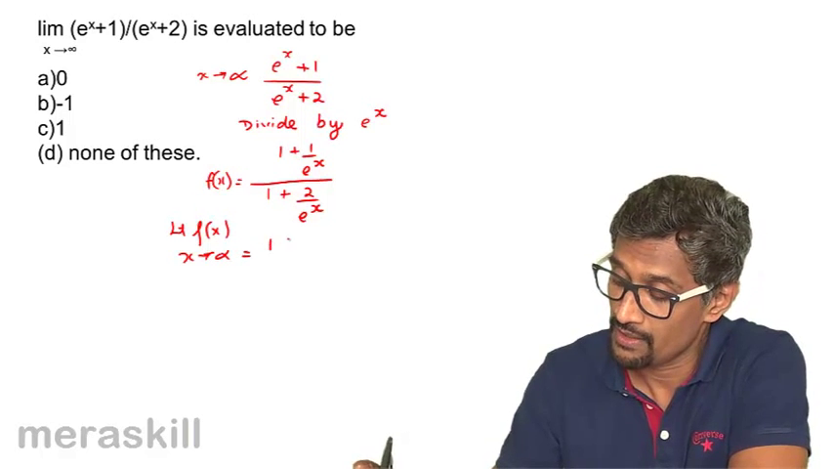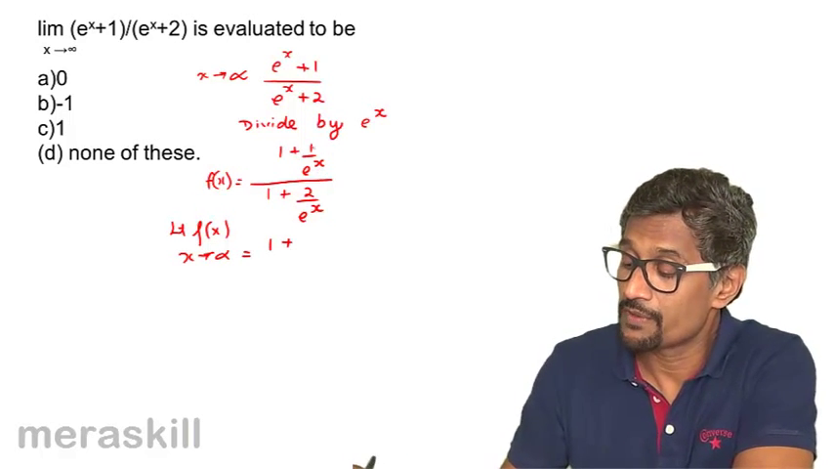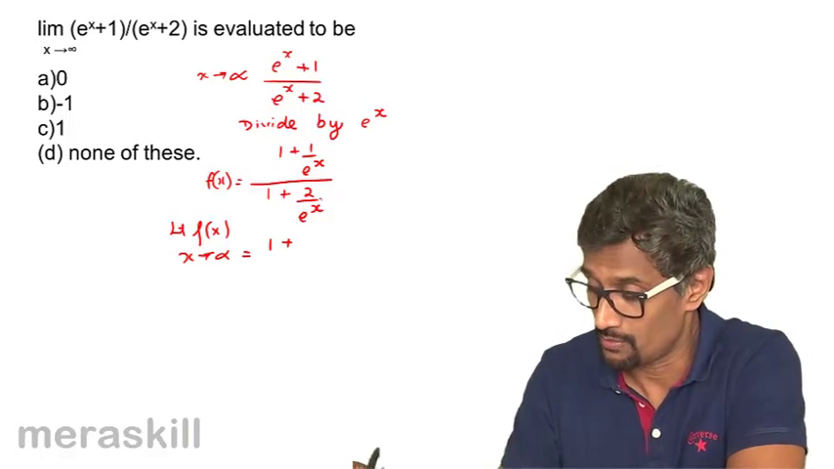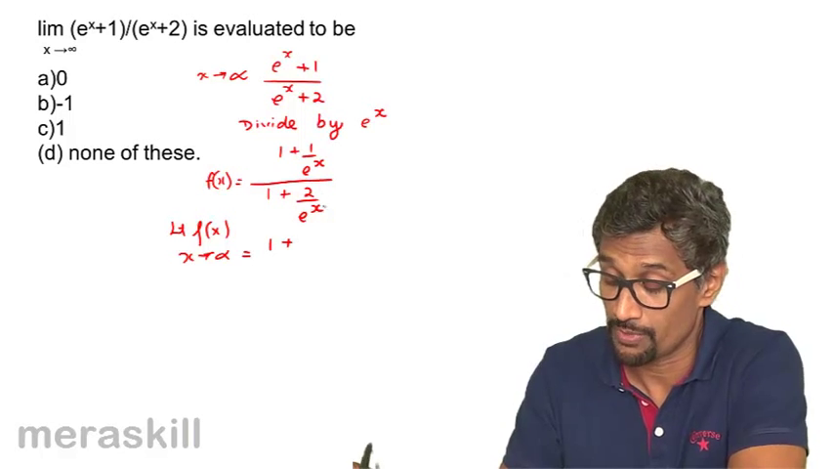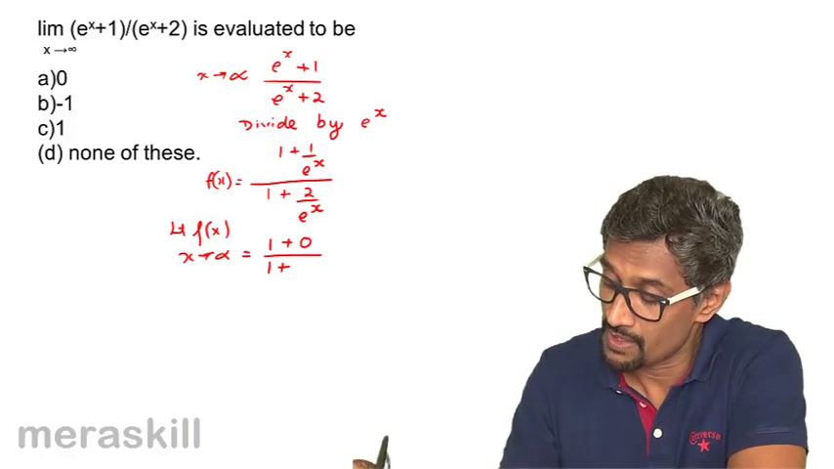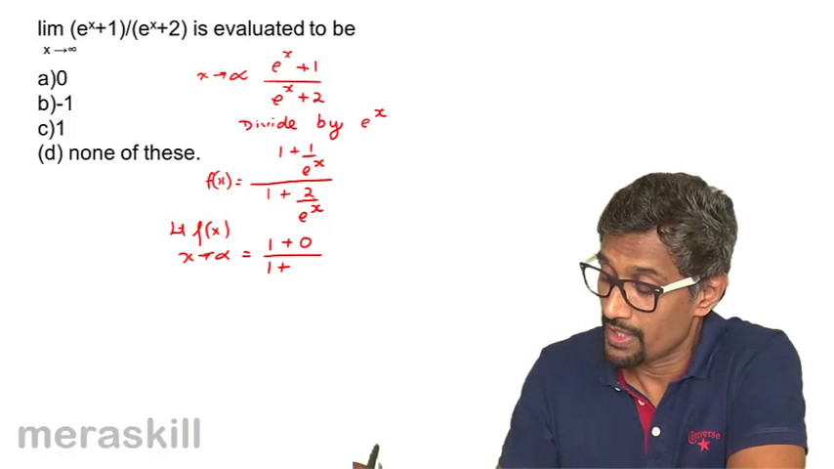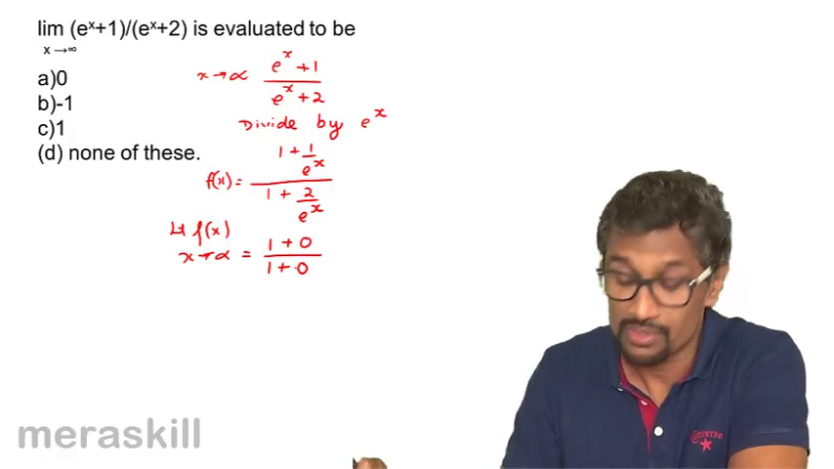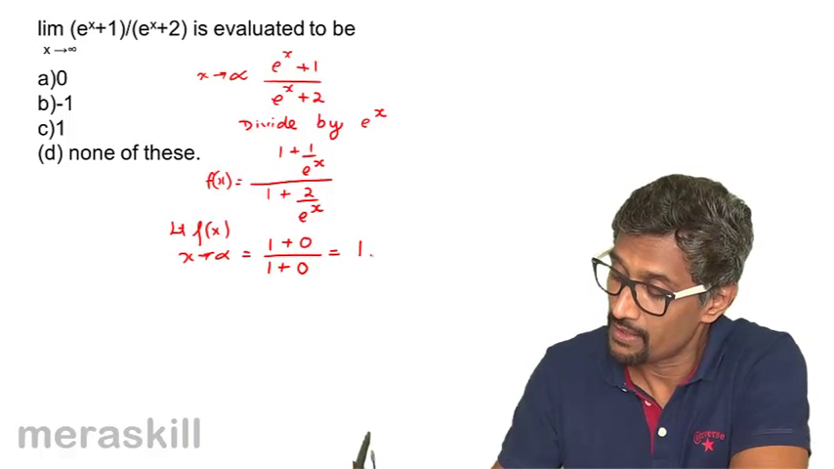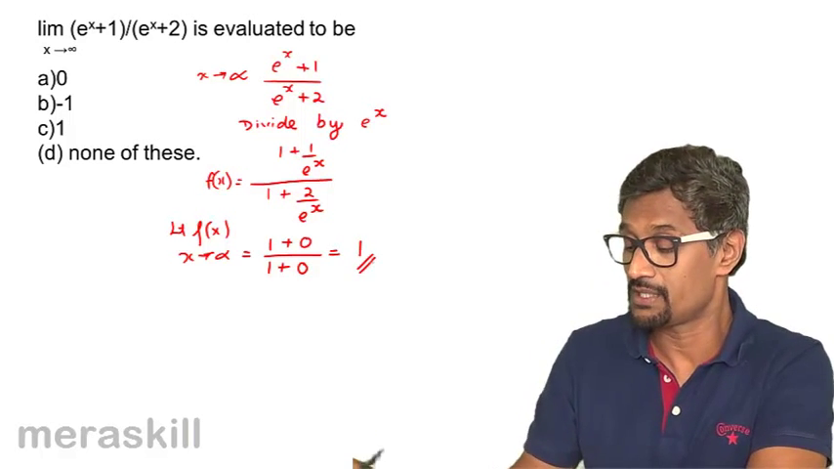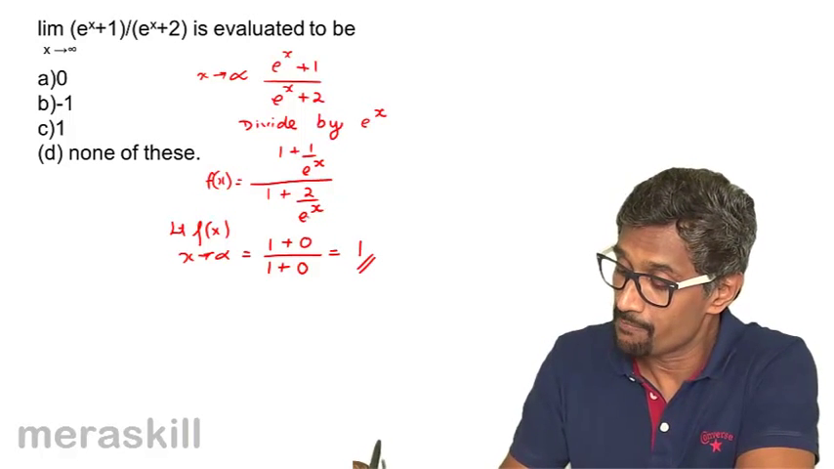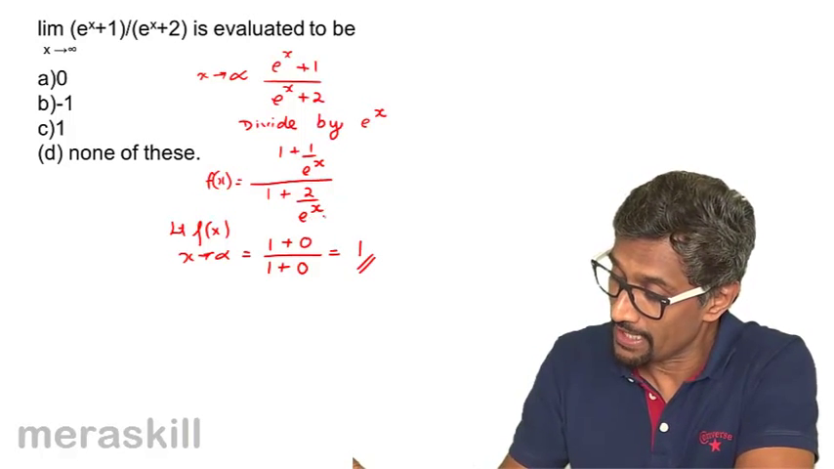This will remain 1. As x tends to infinity, 1 by e raised to x will also turn to be 0, because again e raised to x will tend to become equal to infinity. So this becomes 0 upon 1 plus 2 into 1 by e raised to x. That also turns out to be 0, which will turn out to be 1.